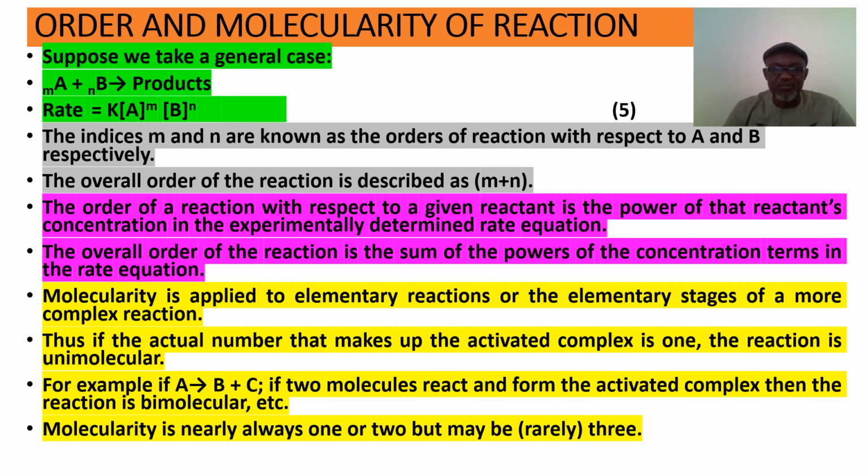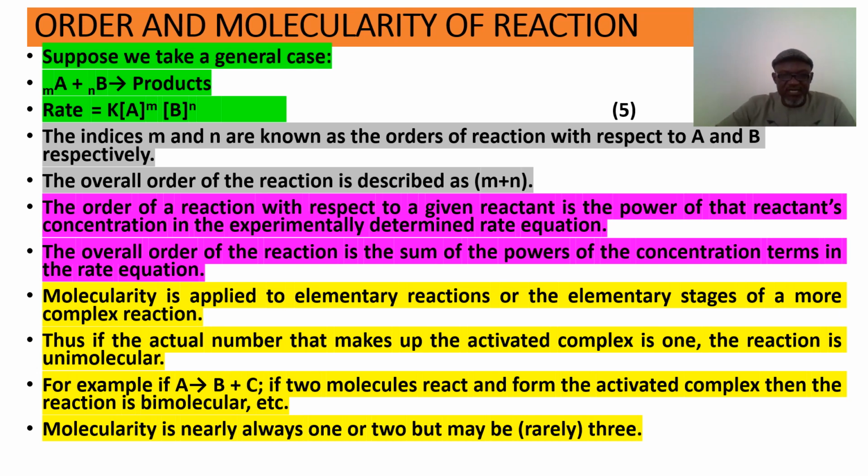But when it comes to a simple reaction, then we'll talk about molecularity as the number of molecules that make up the activated complex. That is, if there are two molecules that react to go into the activated complex before the reaction takes place, we say it is bimolecular. If there is one molecule, we'll say it is unimolecular. So for complex reactions, we must first of all break it down using the mechanism to know the simple reactions that make up that complex reaction. And then in the elementary or simple reactions, we can now talk about the molecularity.